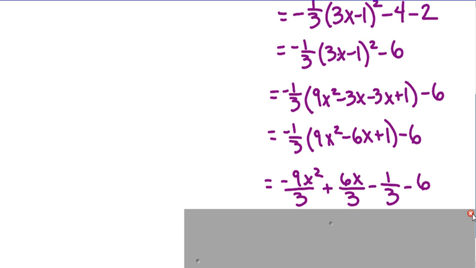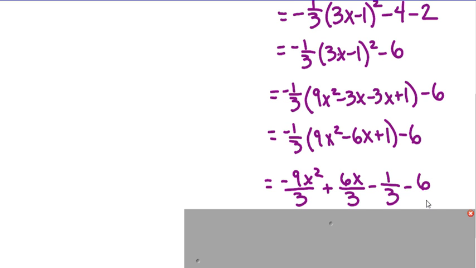Still looking to simplify. So I know -9/3 can simplify to a -3x squared. I know 6/3 could simplify to a 2x. These are like terms, and again, because this is a fraction, this needs to be a fraction with a common denominator so you can subtract them. Well, here my denominator is 3, and here it's 1. The common denominator would be 3.